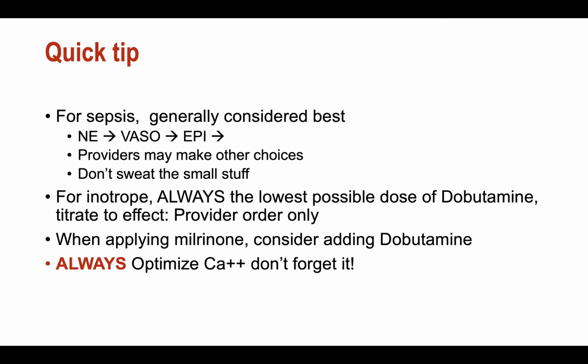Generally consider best to start with neo, vaso, and then epi. Providers may make other choices. They may say neo, epi, vaso. Sometimes providers say epi, vaso, neo. It's okay. Don't sweat the small stuff. But just remember that for inotrope, you should always consider dobutamine, not epinephrine. And epinephrine at 24 was not an inotrope. It was a profound vasoconstrictor.